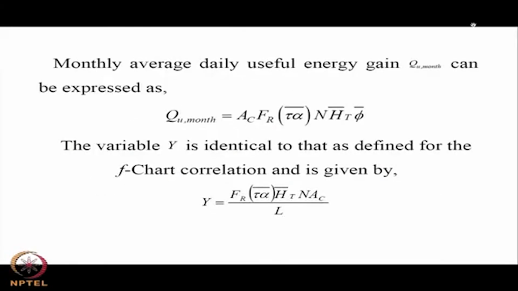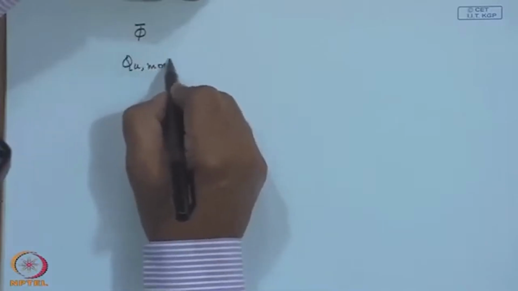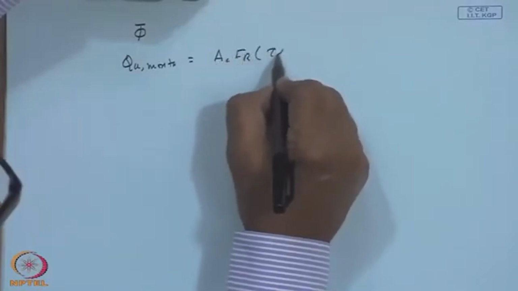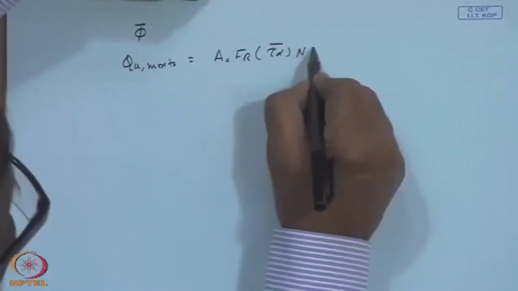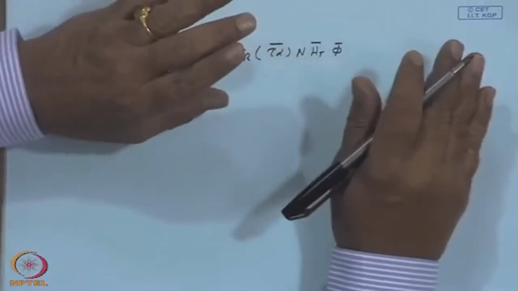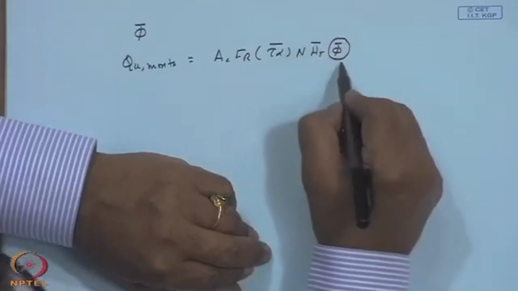Now, apart from the phi bar F chart method, if you have this phi bar, then q u in a month, I can calculate as area times F r times tau alpha bar n times h t bar times phi bar. We are not talking anything about the load fraction. We are not also saying whether this much energy will be sufficient or not, whether something will be wasted or something will be stored, but the output from the collector, one can expect it to be the product of these quantities, and phi bar is to be found out.